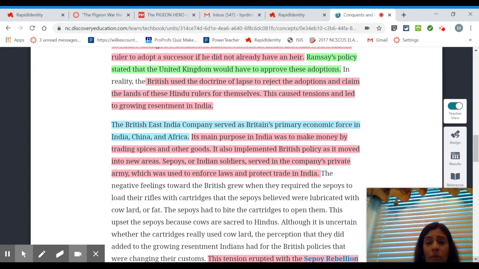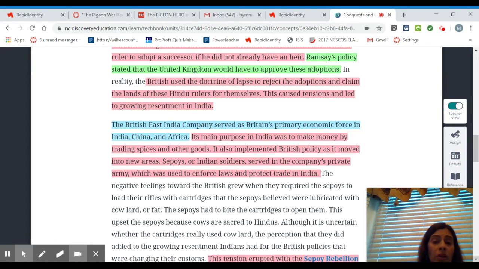When the British moved in, they would try to change some of their customs and traditions as they had to fit in with the military. So what happened was the sepoys, and this is all in this paragraph if you want to read it. I'm just going to paraphrase it for you.